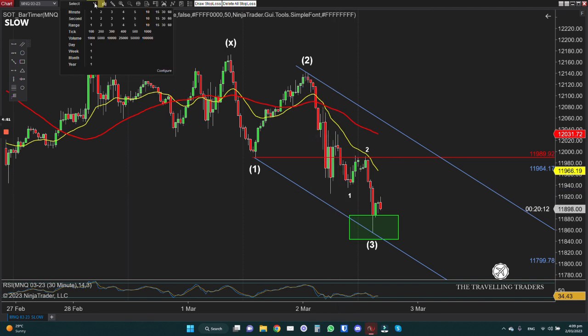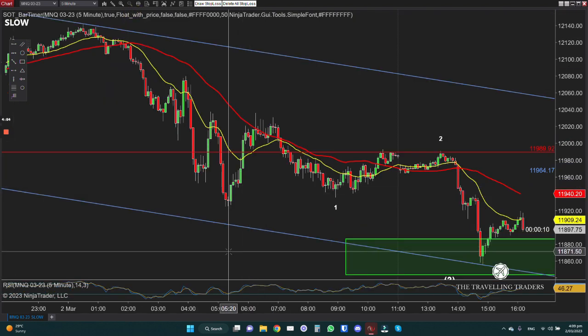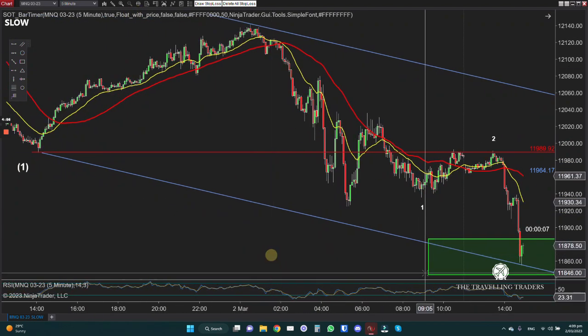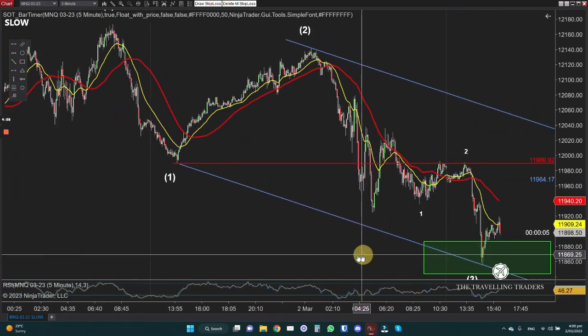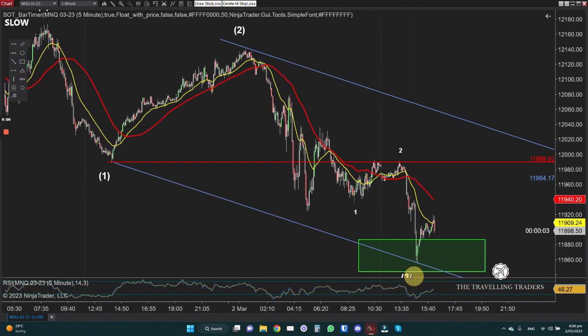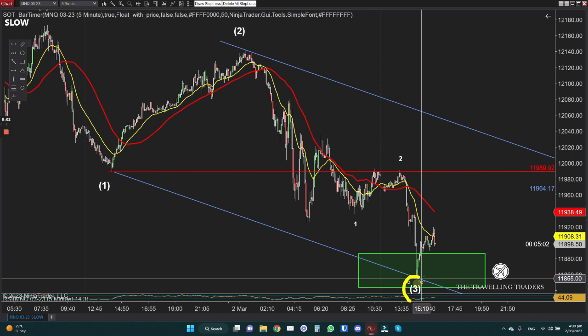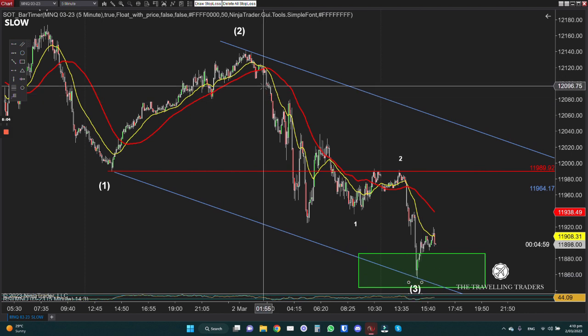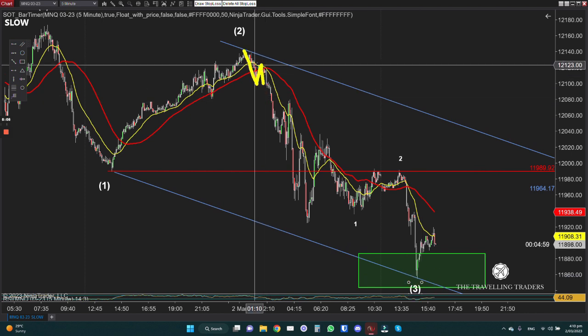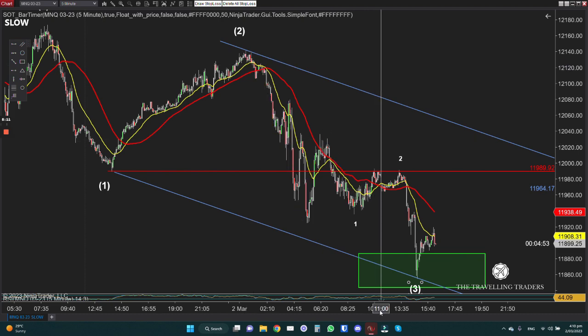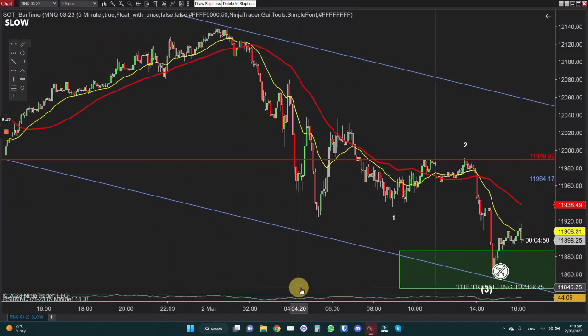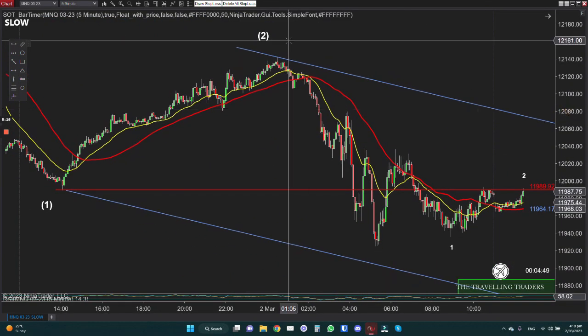So let's have a look at a 5-minute chart. Zoom in just a little bit to see the wave within the wave. Look here, there is the bottom of wave 3 that we could figure out from the 30-minute chart. But have a look here. 1, 2, 3, 4, 5, and now there was an ABC correction. Isn't that just beautiful?